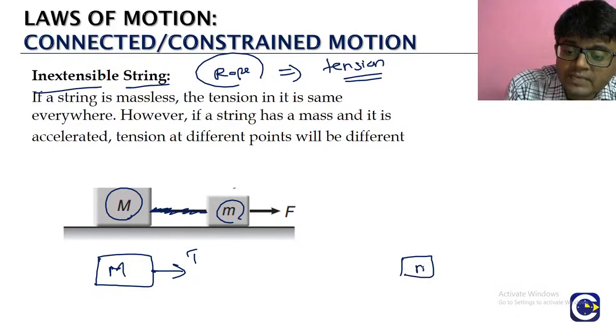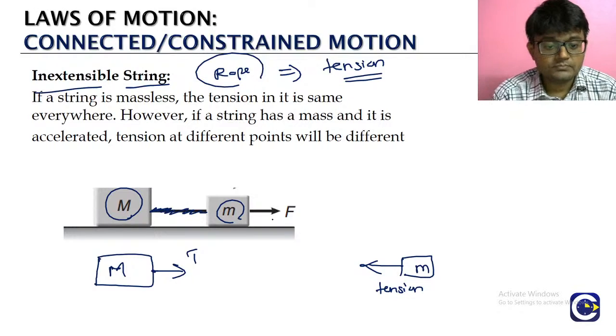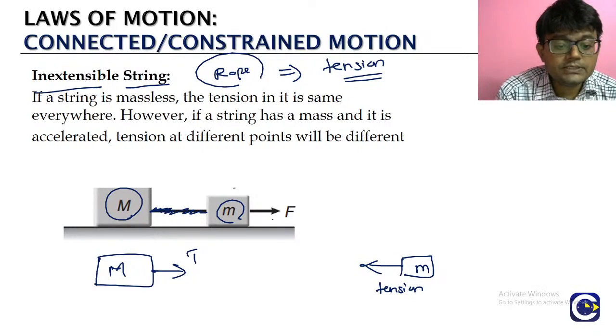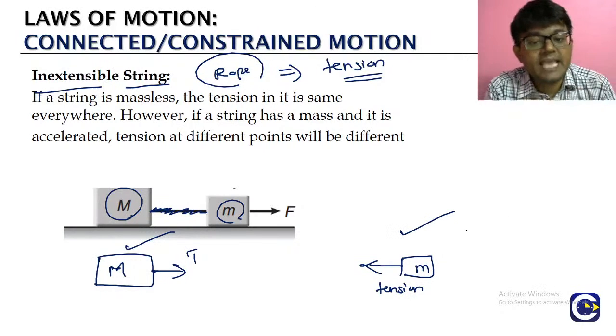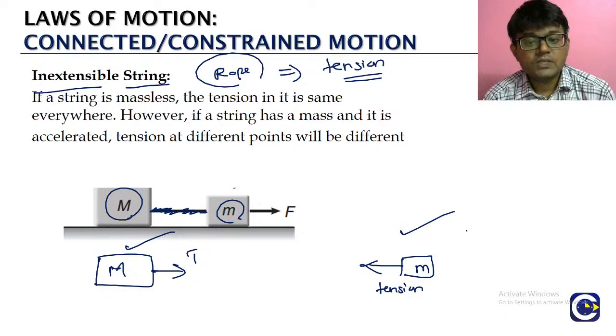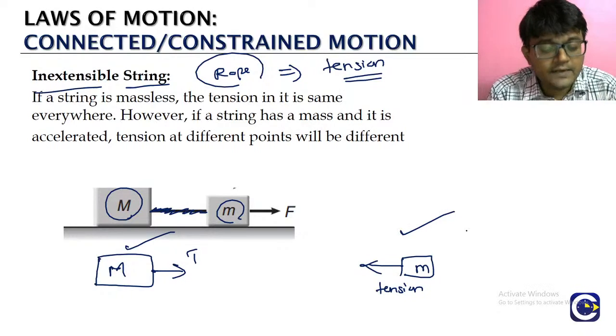Separately, when you draw the free body diagram for small m, what will be the direction of the tension force? Tension force will be acting on any body into the rope. The question is, will the tension acting on capital M and the tension acting on small m be the same or different? For that, if we go a little bit later into the chapter, we will even derive this, but here we will take it as an assumption.